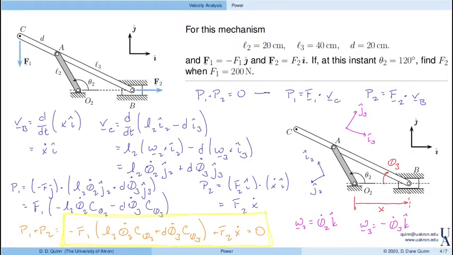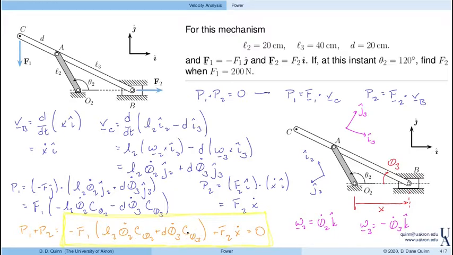And it can be used to relate F1 and F2, right? That's kind of what I wanted. I'm going to tell you F1, and I want you to tell me F2. In order to actually apply this, we need to know the configuration. We need to know theta 2. We need to know theta 3. Theta 2 is given as 120 degrees, but I do have to do a configuration analysis to find theta 3.